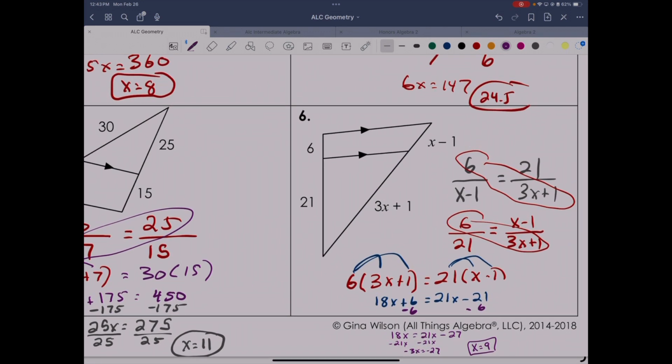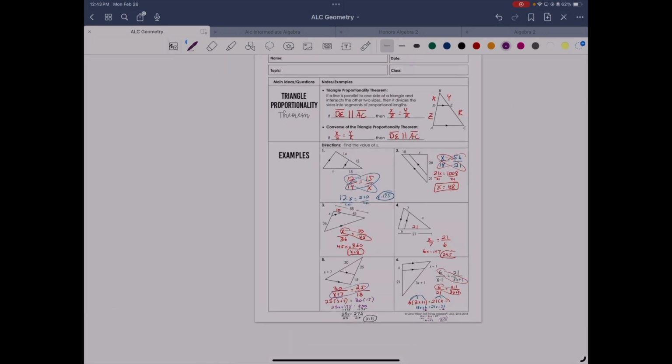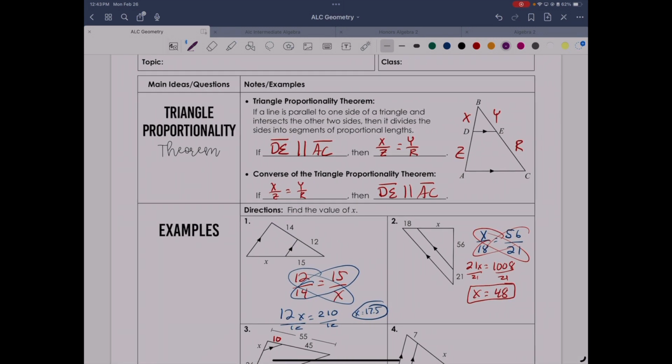So is everybody comfortable setting up the proportions? Again, that's the geometry part of it. That's 3 out of 4 points on an assessment, being able to set up the geometry part of it. The other part of it, obviously, is being able to solve. Any questions with the triangle proportionality theorem? Are we okay with that?